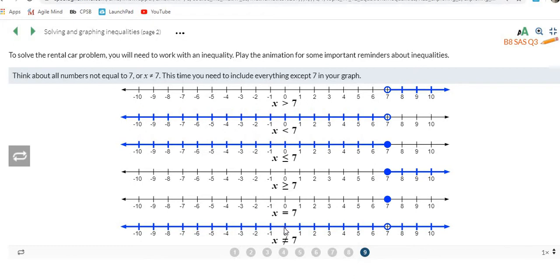Well, is 0 not equal to 7? Is that true? Yes. Is 7 not equal to 7? No. It's equal to, that's why it has an open hole there. It's kind of confusing sometimes.